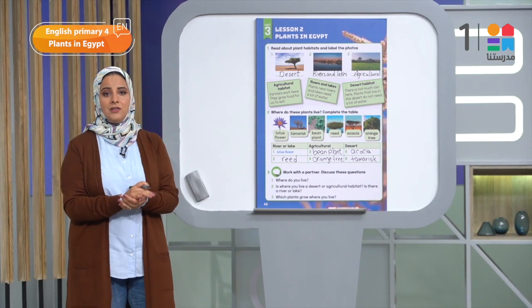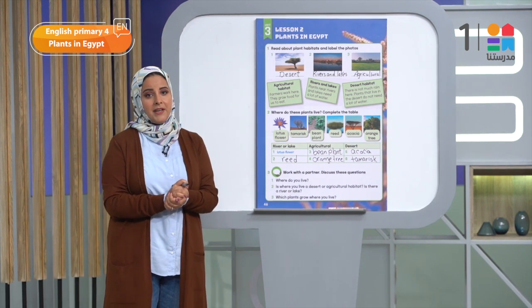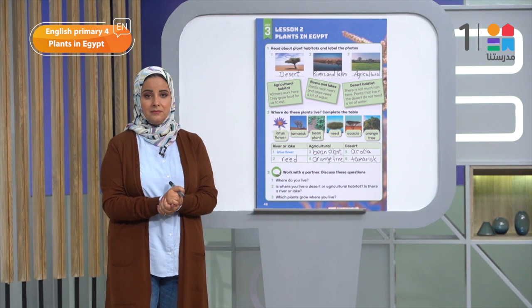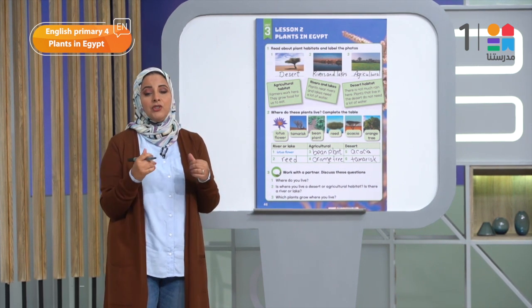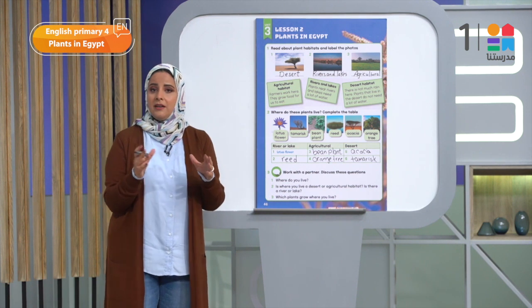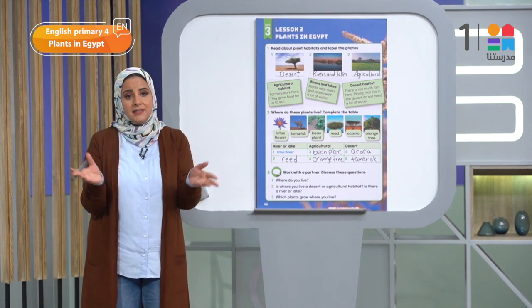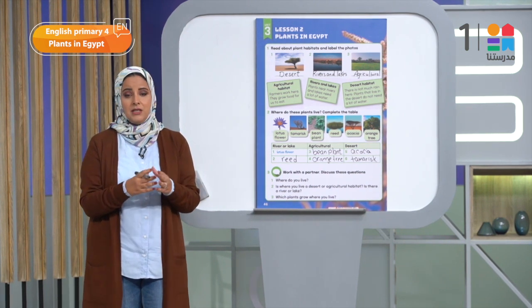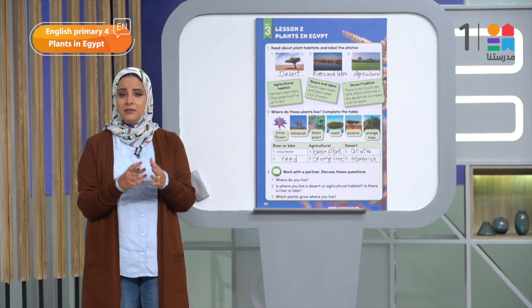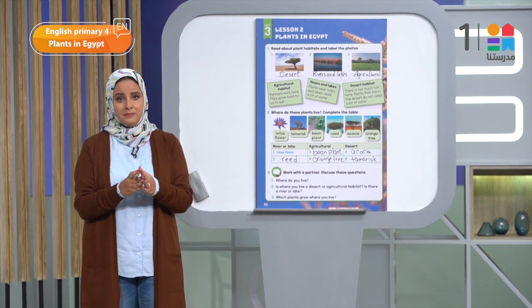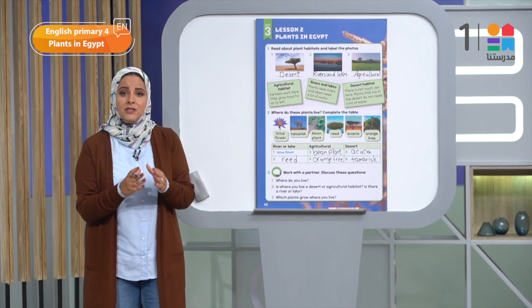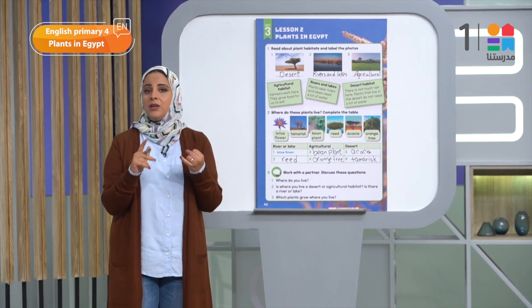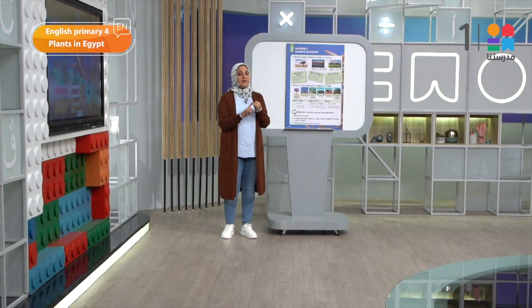Okay, I will answer the questions. For example, I can say, I live in Giza. Number 2, I don't live in a desert or agricultural habitat. I live in the city. Yes, there is a river. I can see the river Nile, for example, from my apartment or from any place. Number 3, some plants grow where I live. We grow plants in our balcony. We have a basil plant and a cactus. Very good, my dear boys and girls.